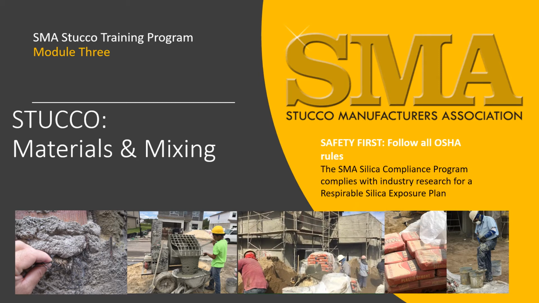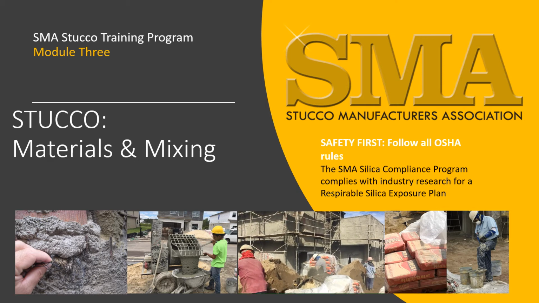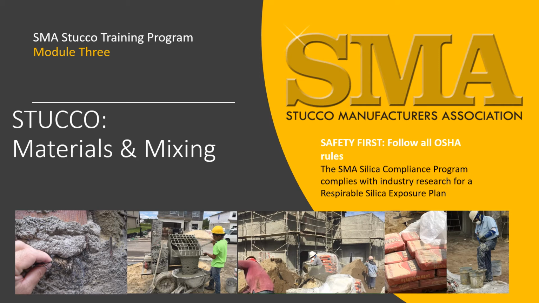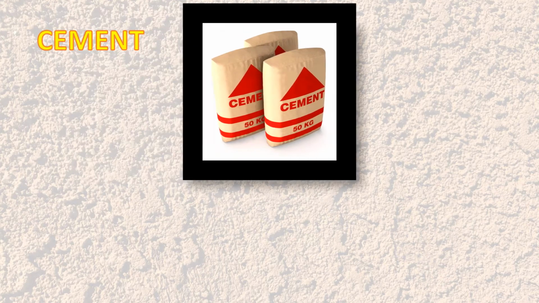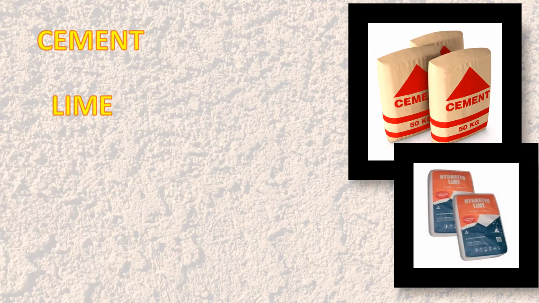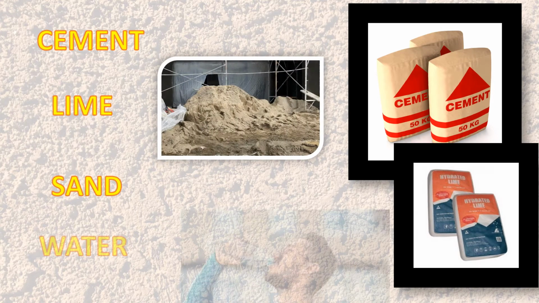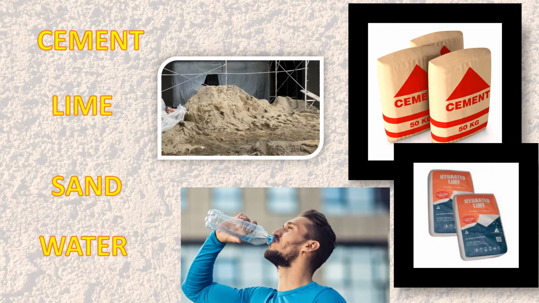The selection of materials is important, regional, and will impact the quality of your work and the life of the stucco system. There are 4 basic ingredients to make stucco: cement, lime, sand, and water. We're going to look at each one and the importance each of these materials play in the mix.